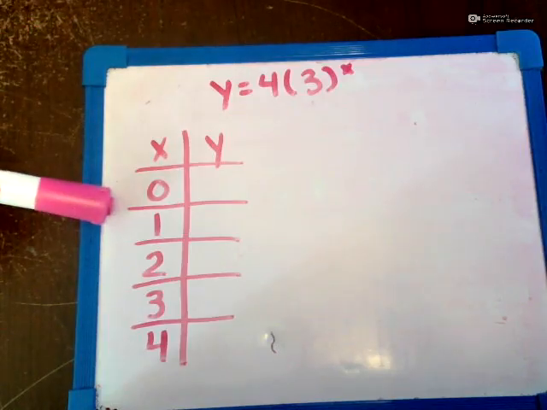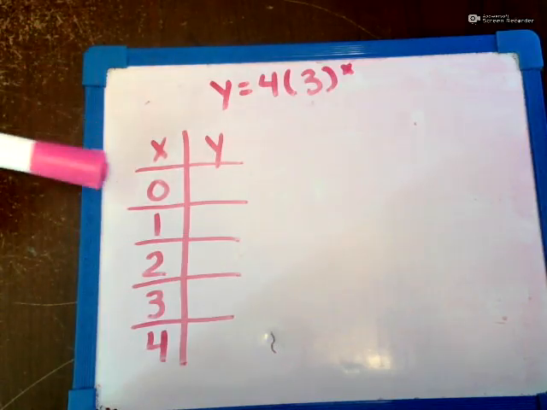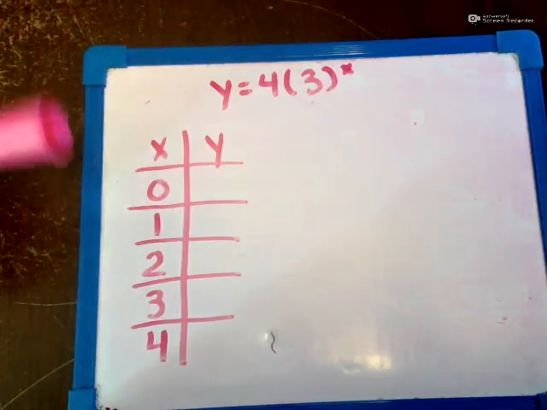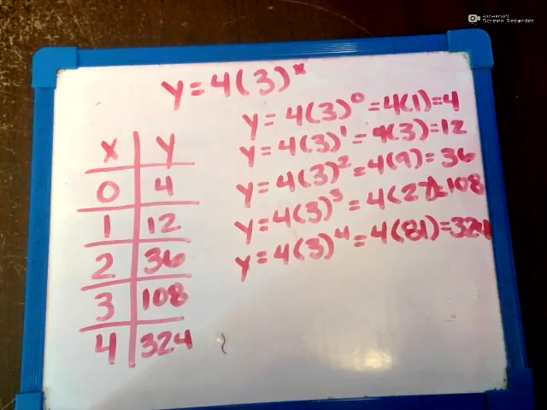So this is what your table's going to look like. We've done this a lot. Just take your value for x, plug it into this equation, and solve for y. So here's all of the problems worked out. Go ahead and pause it if you need to go over the math. But here's our table filled out as well. So now we have our x, y coordinates, which we can use to graph.